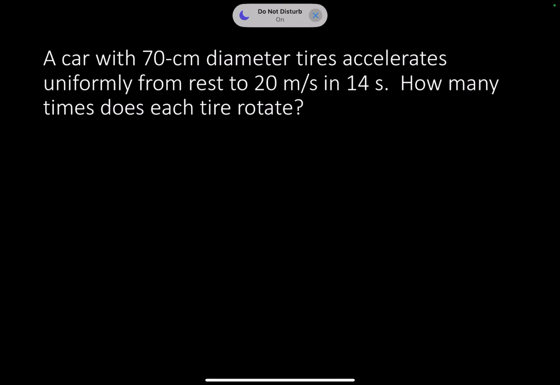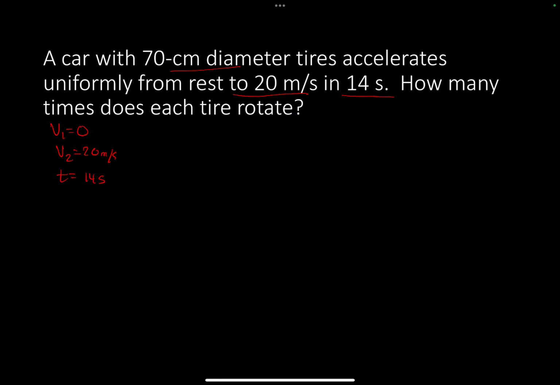Okay, we got another angular kinematics problem. We've got a 70 centimeter tire, and it goes from rest to 20 meters per second in 14 seconds. So if you think about this, I've got an initial velocity of 0, a final velocity of 20 meters per second, and the time it took was 14 seconds.